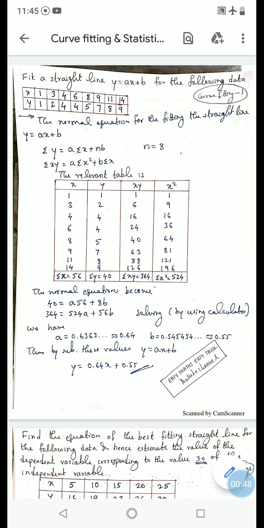In the normal table, they have given x and y, we prepare xy and x square. So in the x column: 1, 3, 4, 6, 8, 9, 11, 14. Y column is 1, 2, 4, 4, 5, 7, 8, 9. xy means multiply both of them. So therefore xy column is 1, 6, 16, 24, 40, 63, 88, 126. X square means square the x column: 1, 9, 16, 36, 64, 81, 121, 196.